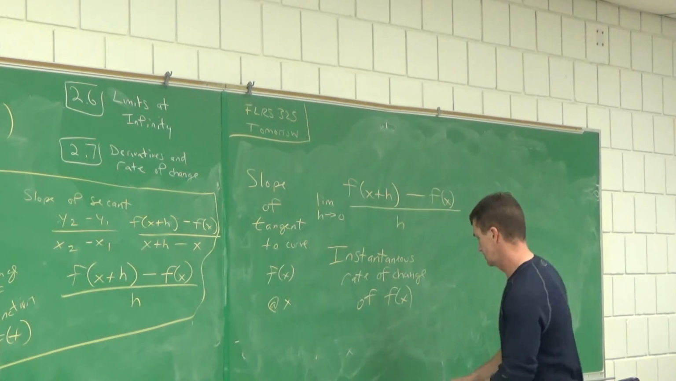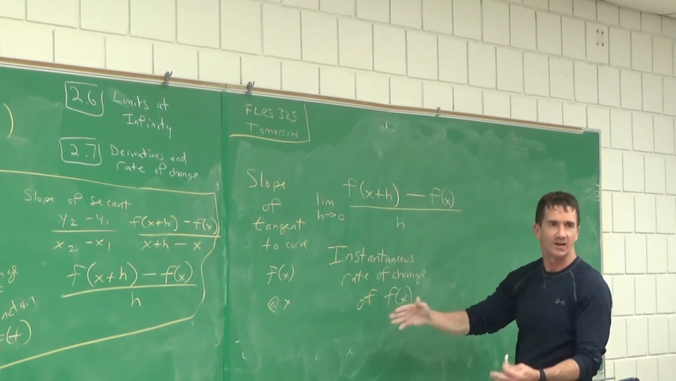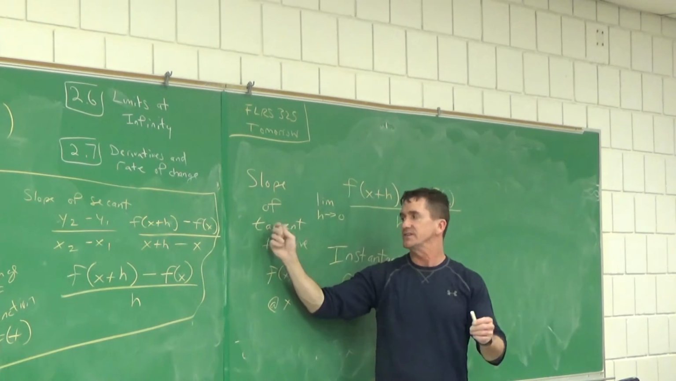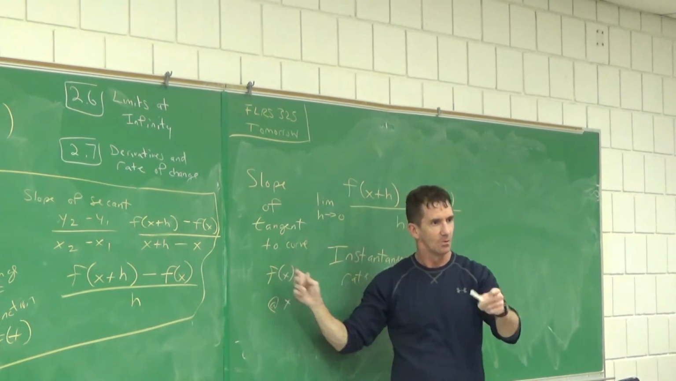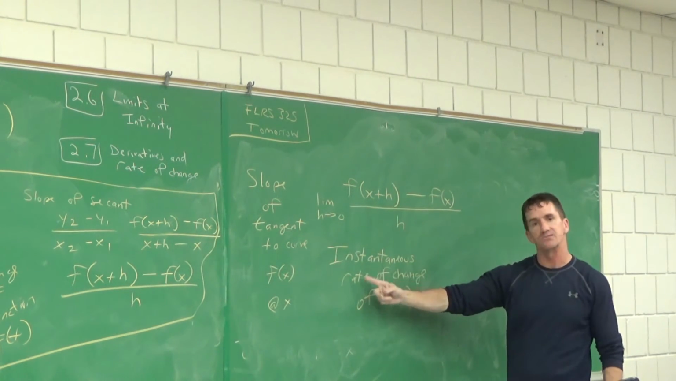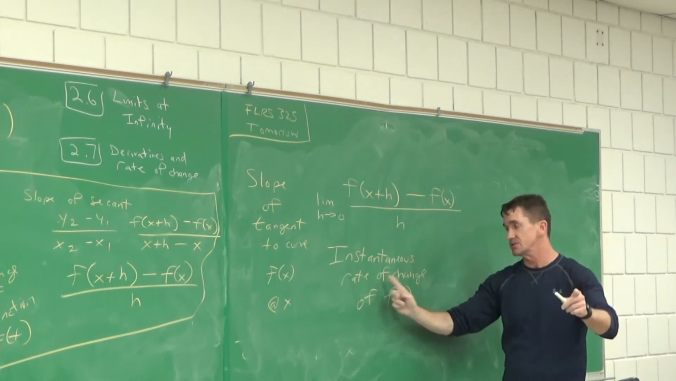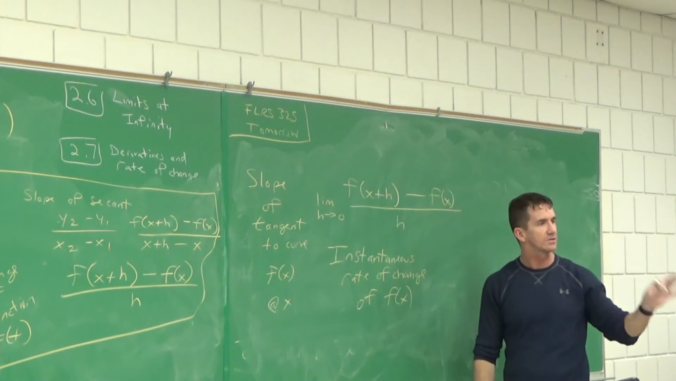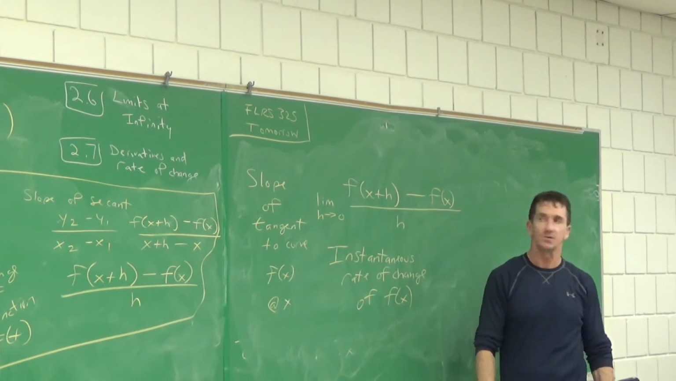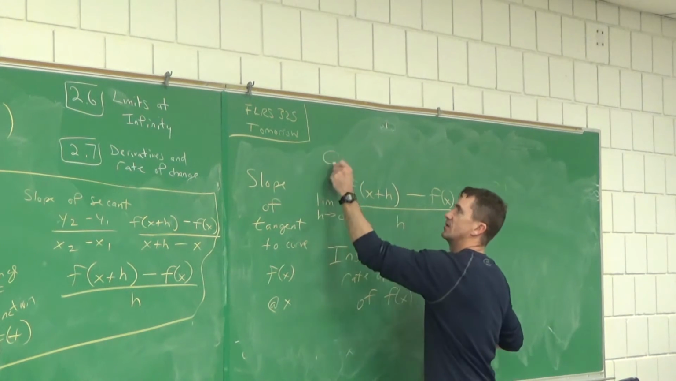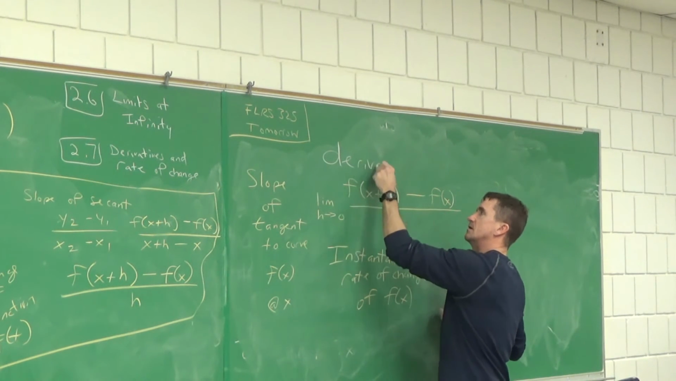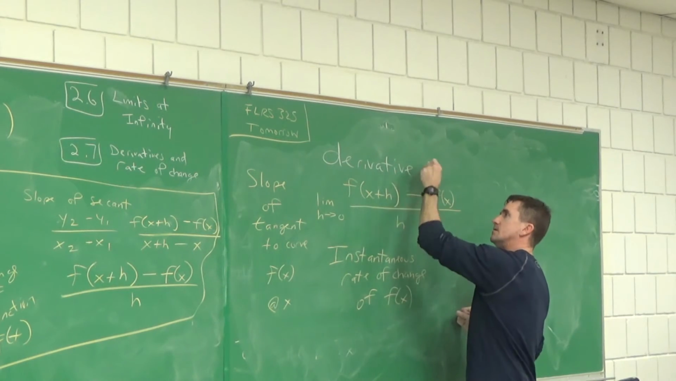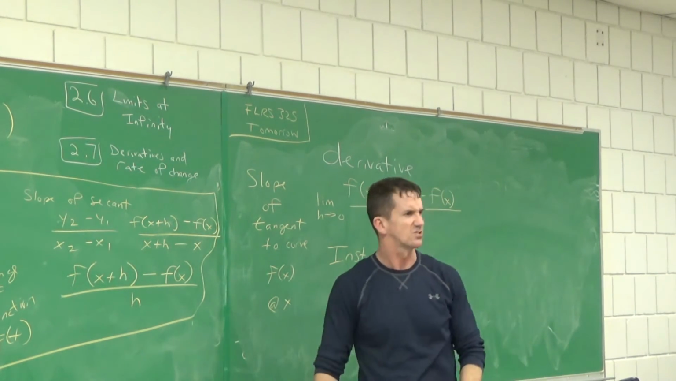And I mean, this is a lot of wording, isn't it? Look, slope of a tangent to a curve. What else do I call it? The instantaneous rate of change of f of x. So in calculus, we just want one word to make this simple. Guess what they call this? They call this a derivative.